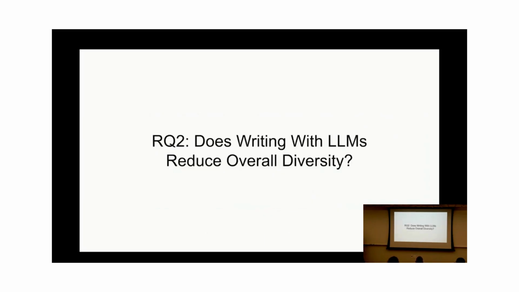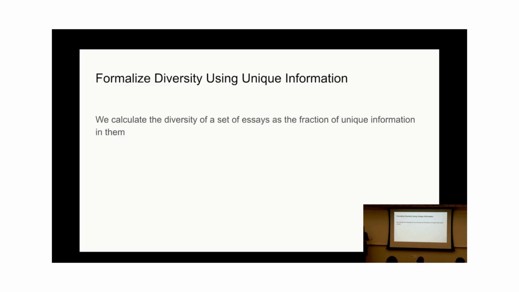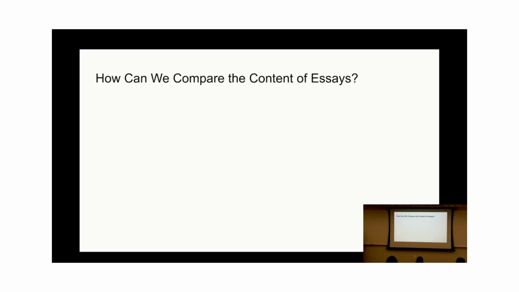The second research question is overall diversity, which is a little bit harder to measure because what does it even mean to measure diversity? Very broadly, diversity typically refers to the fraction of unique information in a particular set of essays. And this is not super well defined. So we make one claim, which is that you can compare the content of the essays using summarization.